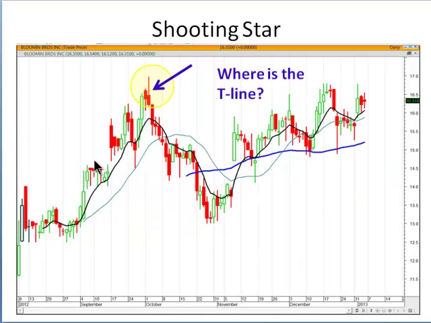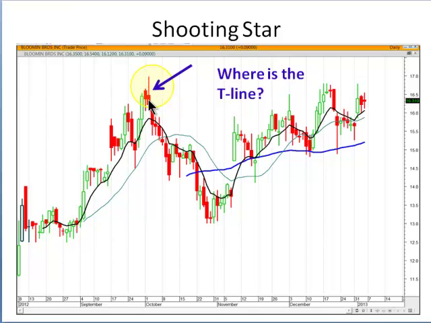One of the simple rules about the T-line is the further you move away from the T-line, the higher the probability you're going to come back and test it. So if you start moving away from the T-line, and that's essentially what the part of the trading day does in a shooting star, is up here. It's a good distance away from the T-line. Start watching for a reversal. Again, on your 5-minute or your 10-minute chart, if it starts showing that it's trading back below the T-line, you might take profits up here.